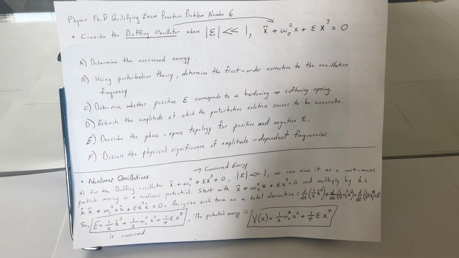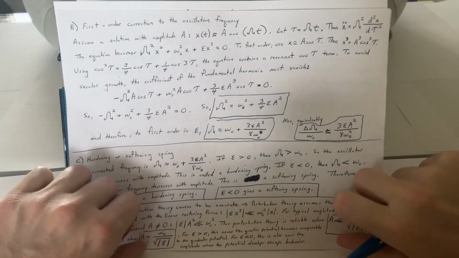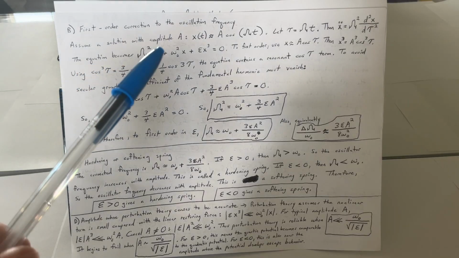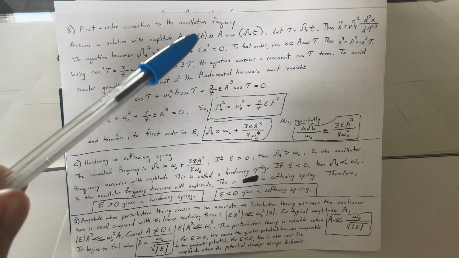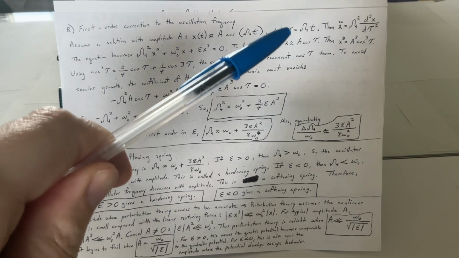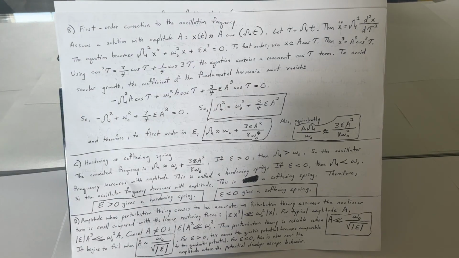that's for letter A. For letter B, using perturbation theory, determine the first order correction to the oscillation frequency. So assume a solution with amplitude A: x of t approximates A cosine of capital omega t, and let tau equal capital omega t. Then x double dot equals capital omega squared times the second derivative of x with respect to tau.